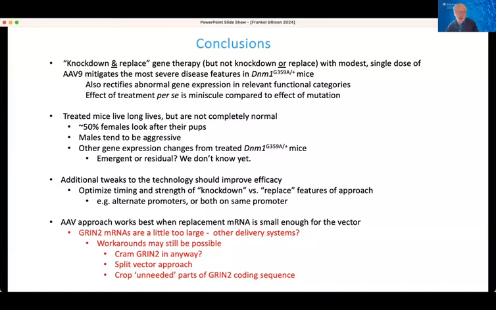And last, this knockdown replace part of it works best when the RNA is small enough for the vector. GRIN2 RNAs are a little too large. Amy talked about other delivery systems. There may also be other workarounds. It's possible you can cram GRIN2 genes in anyway. I know of another project where somebody has done this successfully, lower viral titers, but it works. And there's other approaches to this.